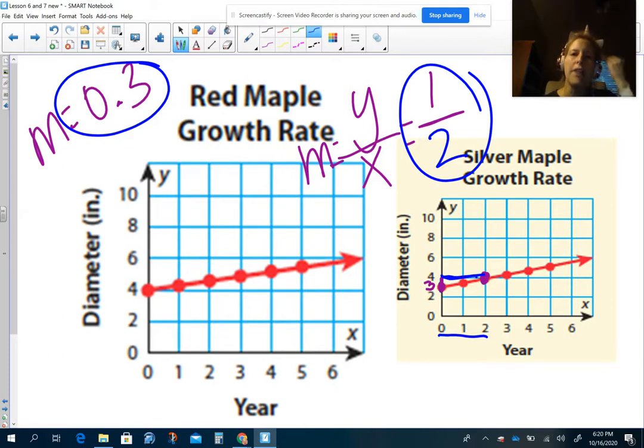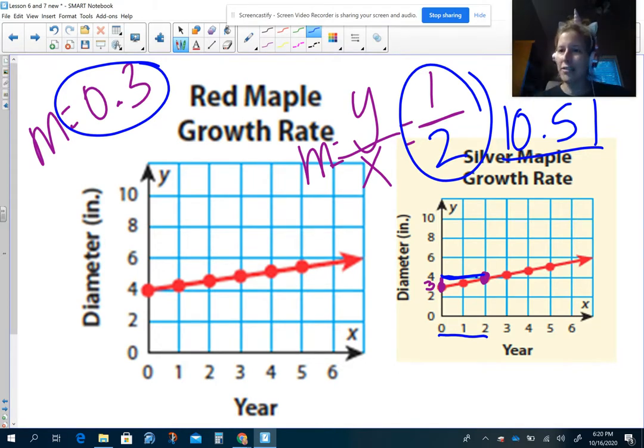Can we convert 1/2 to a decimal? Absolutely. What is it? Did you say it's 0.5? Yeah, okay, so who has the greater rate of change? 3/10? 5/10? Yeah, the silver maple has a greater rate of change, right? Okay, what about our initial value? What does that mean, the growth rate? What does that mean?